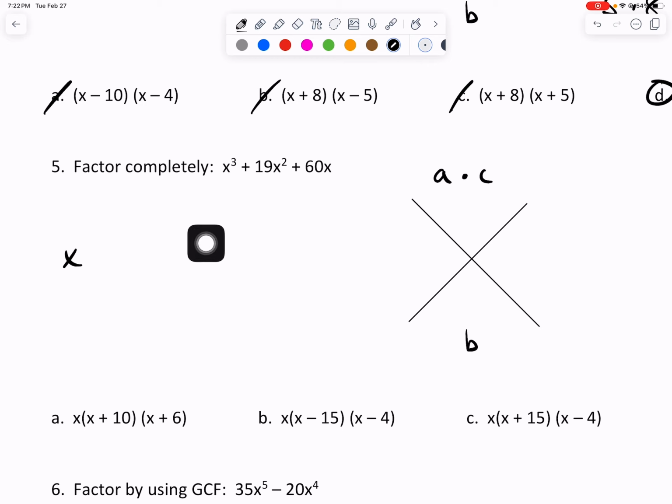Now we're just going to work the exact same thing. We're going to go A, B, and C. We will do A times C. 1 times 60 is simply 60, and our B value is 19. We'll plop that right there.